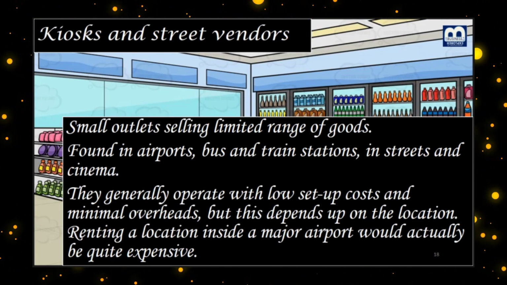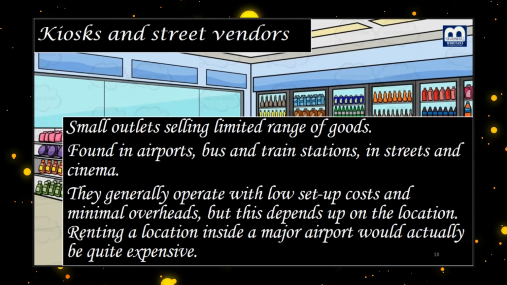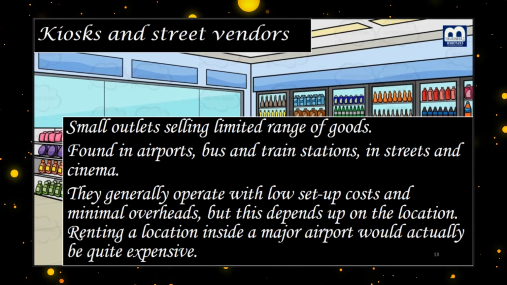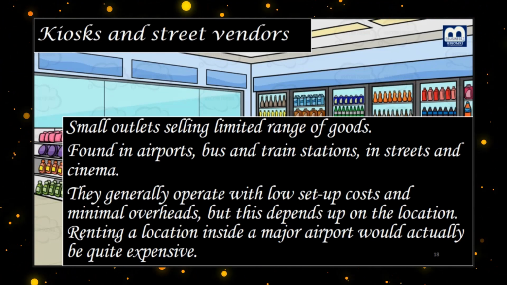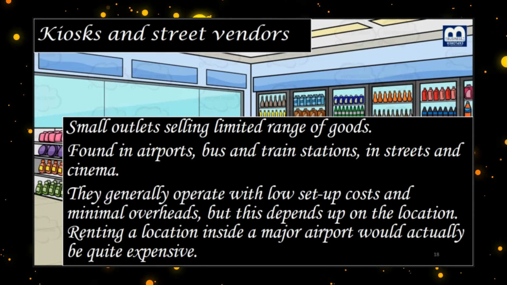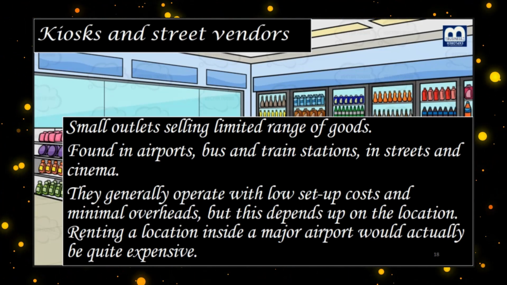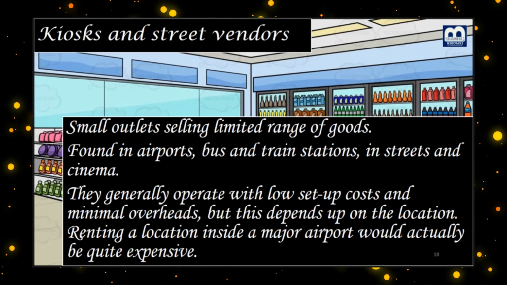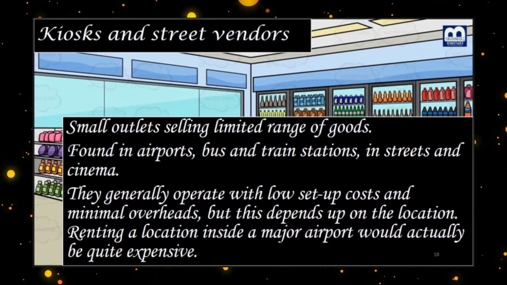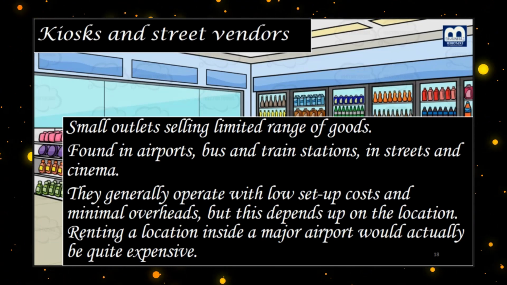Kiosks and street vendors. They are small outlets selling a limited range of goods. They are found in airports, bus and train stations, in the streets and cinemas. They generally operate with low setup cost and minimal overheads, but this depends upon the location. Renting a location inside a major airport would actually be quite expensive. Many of them sell fast food, confectionery, newspapers, and a limited range of clothes perhaps.